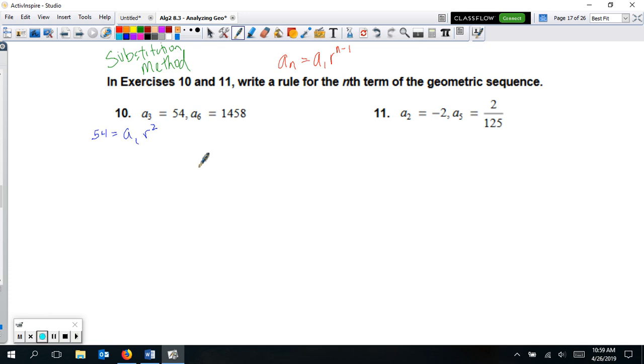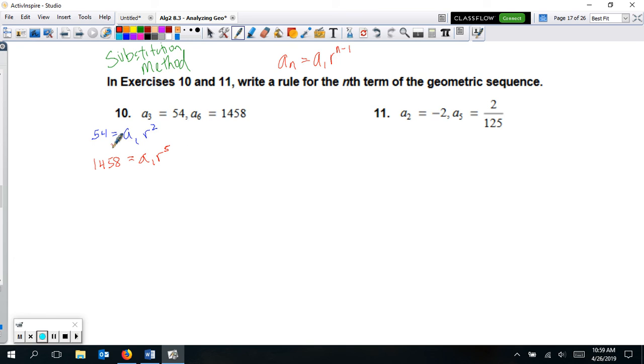Okay, so we're going to need to get another equation. Let's go ahead and do a different color. So our other equation for this one here will be n is 6. So this is our A of 6, so it's going to be 1458 is equal to the A of 1 and the r. Now I need the exponent for the r, which is going to be 6 minus 1, which will be 5.